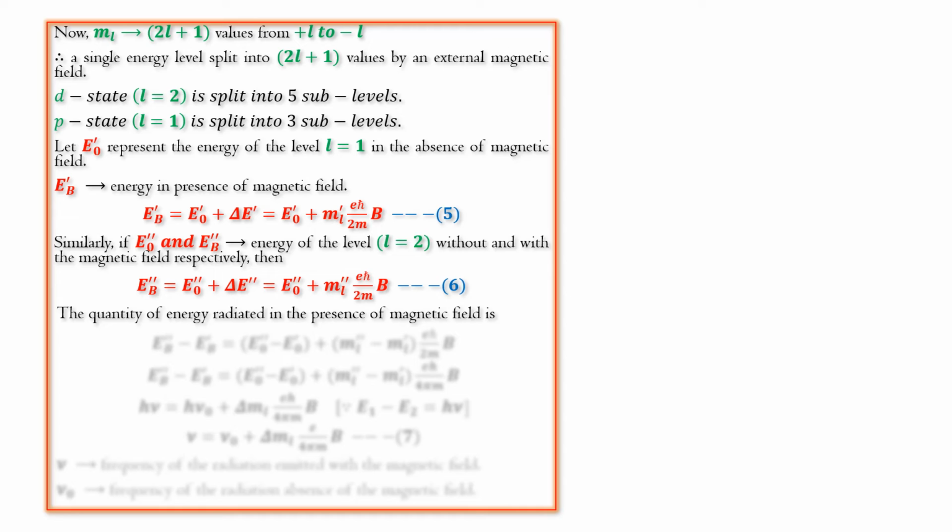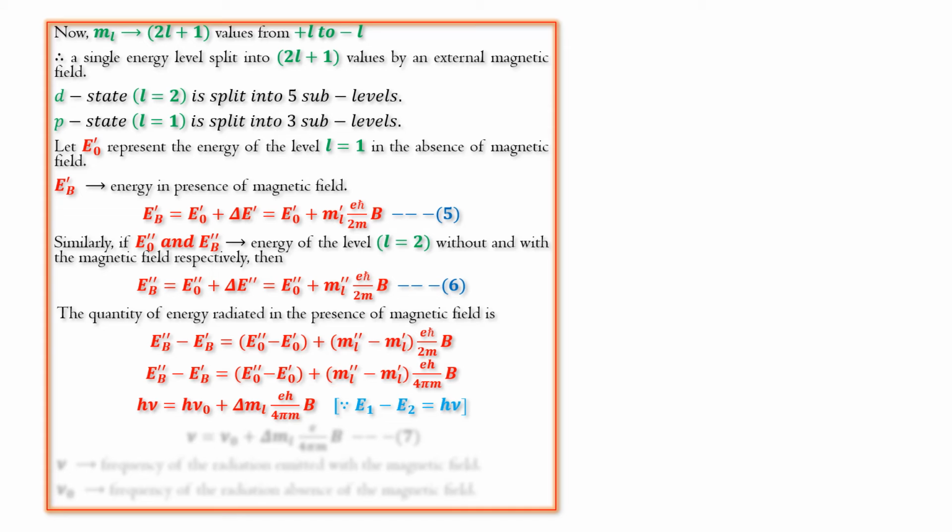The quantity of energy radiated in the presence of magnetic field is given by E double dash B minus E dash B, equal to E naught double dash minus E naught dash plus ml double dash minus ml dash into e h cross by 2m capital B. Since h cross equal to h by 2 pi, here we get e h by 4 pi m into B.